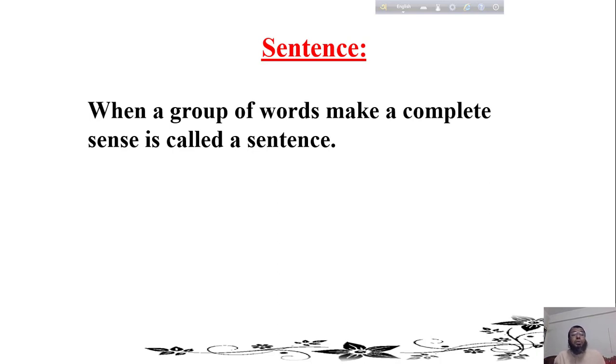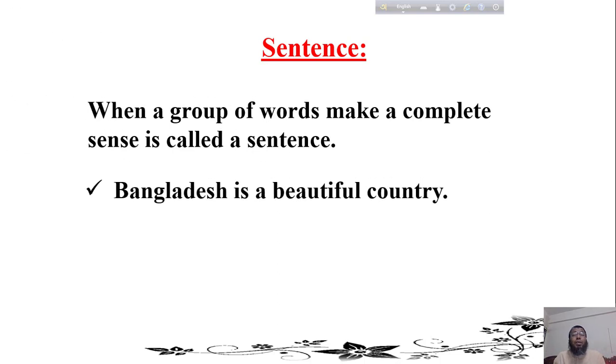Yes, now my dear students, look at some examples here. Okay, the first one is Bangladesh is a beautiful country. Can you see it? Yes, it's very clear to you. Now, Bangladesh is a beautiful country. So in that sentence, we can get the description of Bangladesh. What type of country is Bangladesh? Yes, Bangladesh is a beautiful country. So by this sentence, the description of Bangladesh is given here.